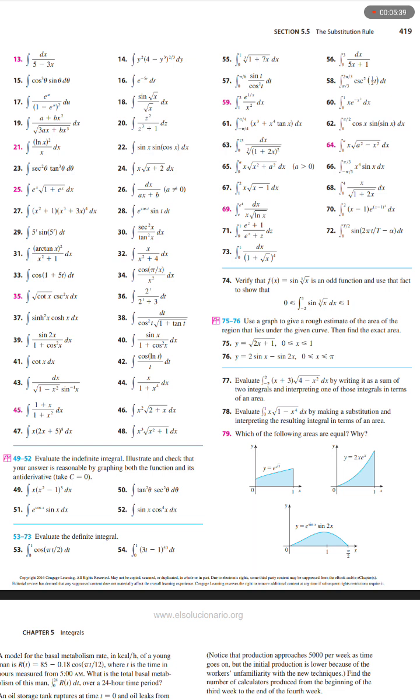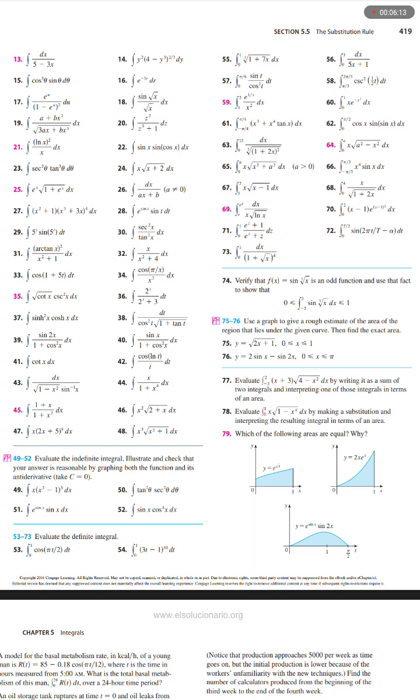Now use a graph to give a rough estimate of the area of the region that lies under the given curve. Then find the exact area. Y equals the square root of 2x plus 1, where x is greater than or equal to 0 but less than or equal to 1. Y equals 2 sine x minus sine 2x, where x is greater than or equal to 0 but less than or equal to pi.